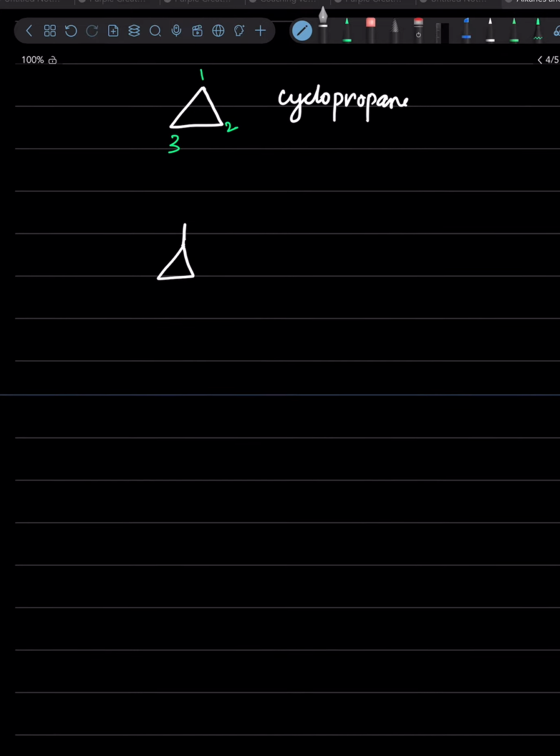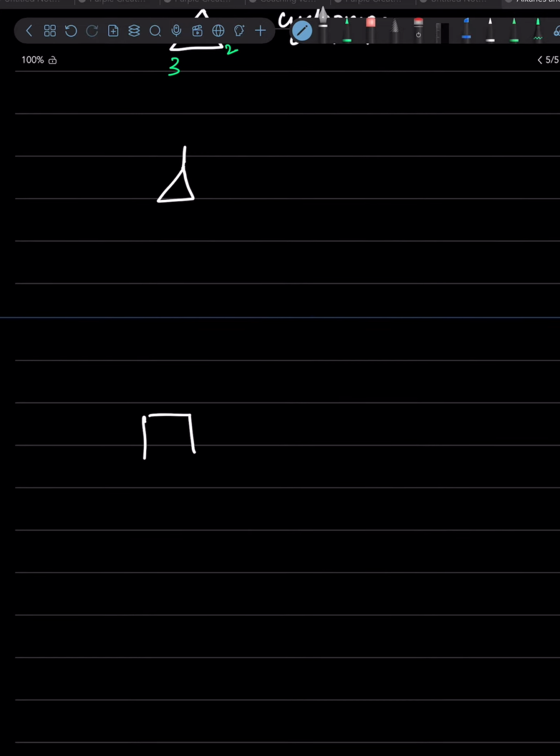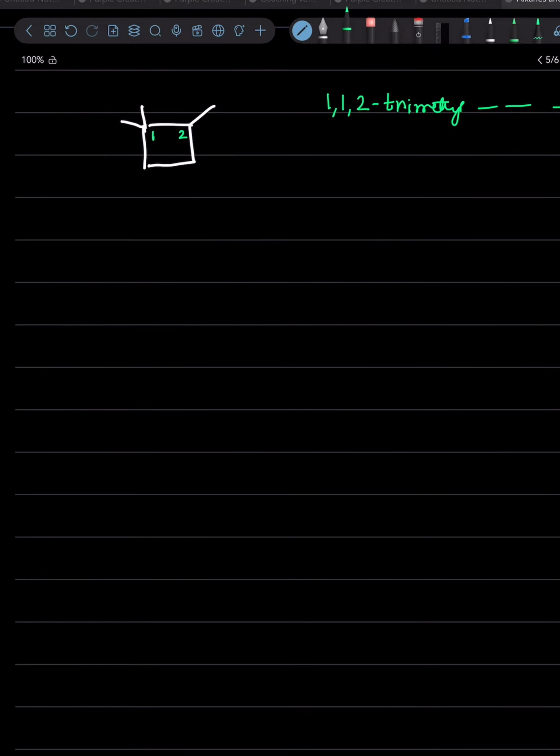Now suppose you have this. How would you name it? It is methyl cyclobutane. Now suppose you have 2 methyls on 1 carbon. You will give the lowest possible number to the carbon which has more substituents. So it is 1, 1, because there are 2 methyl groups on the first carbon. So 1, 1, 2-trimethyl cyclobutane.